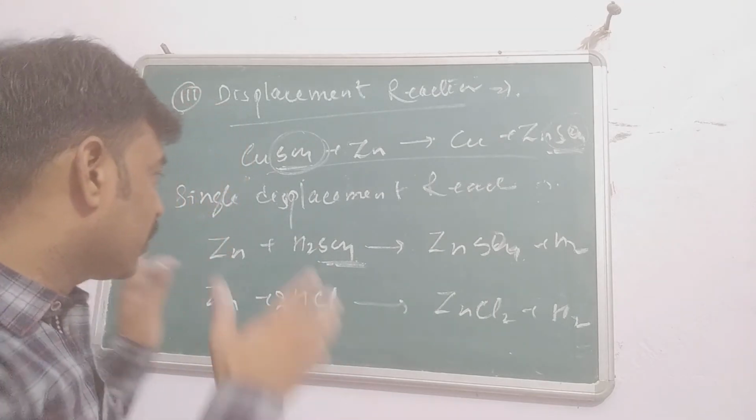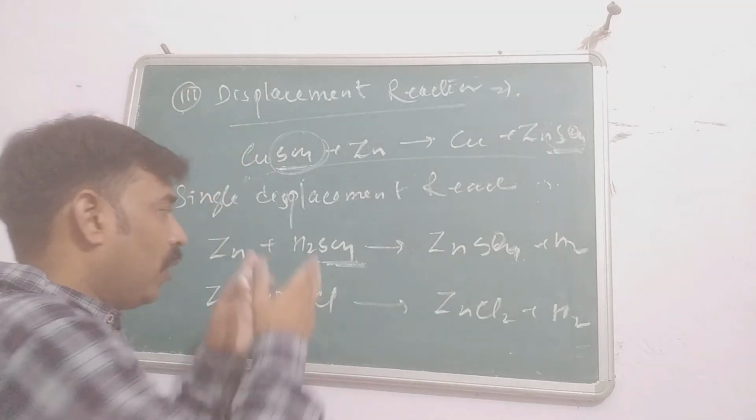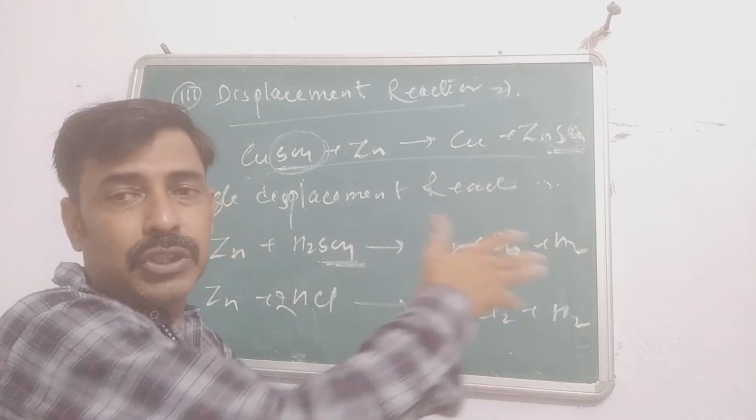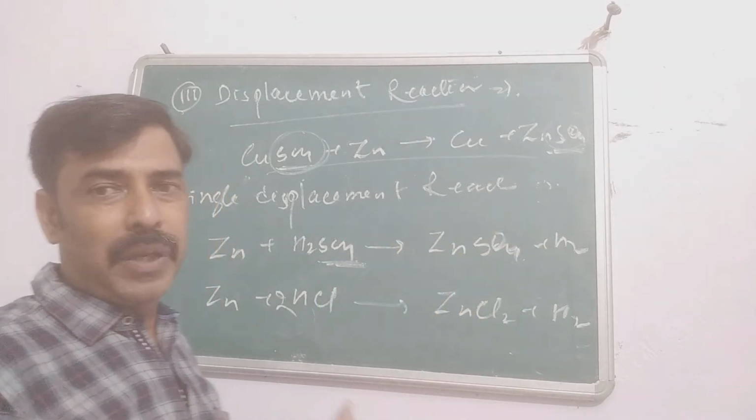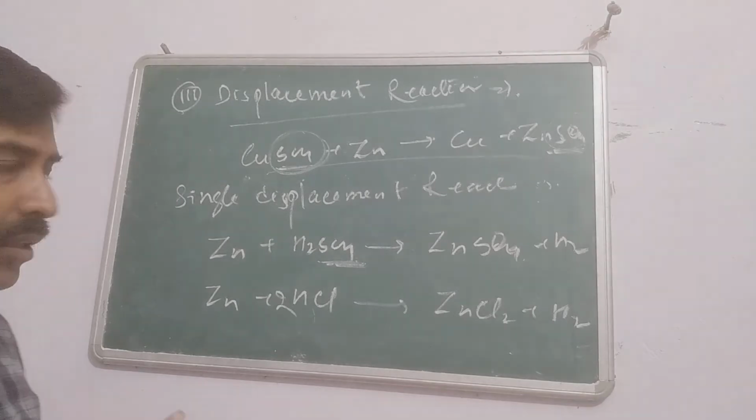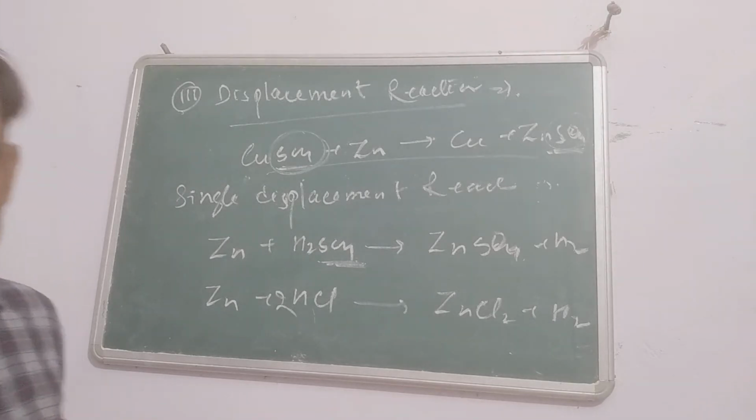So this is the single displacement reaction where one of the group is displaced from one position to another position and no any other displacement is going to take place, and this is called the single displacement reaction. You can note it down.